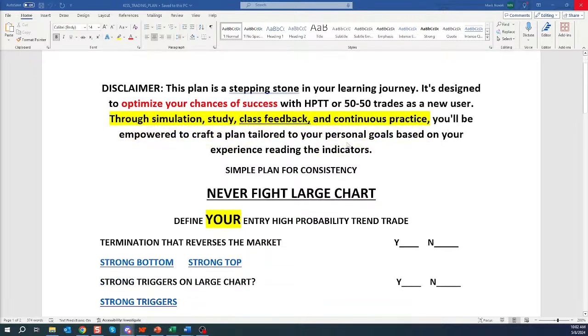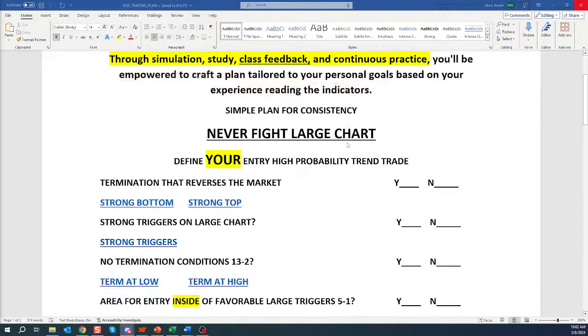But the simple plan for consistency, the simple plan to learn to read your charts, the simple plan that has been proven to win more than it loses is the KISS plan. And it starts with don't fight the large chart, guys. Don't fight the large chart.